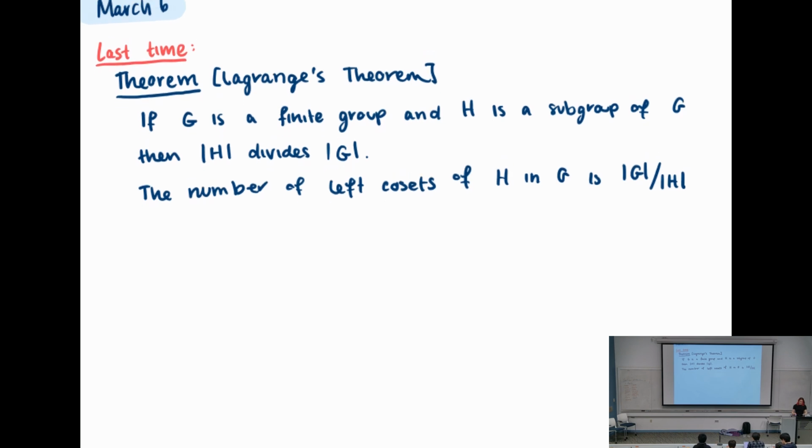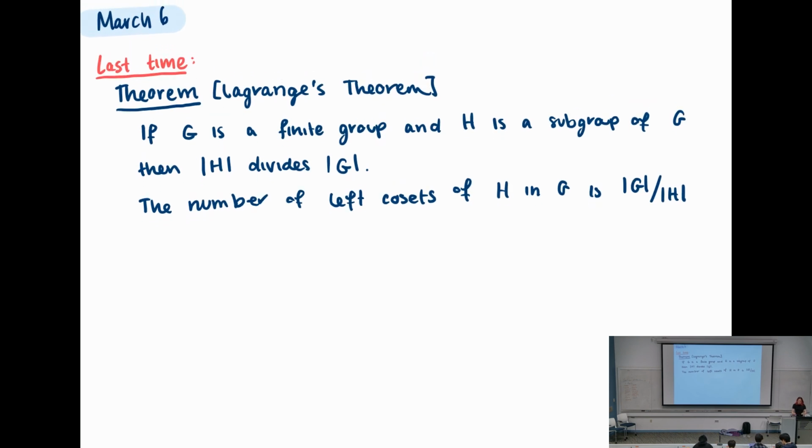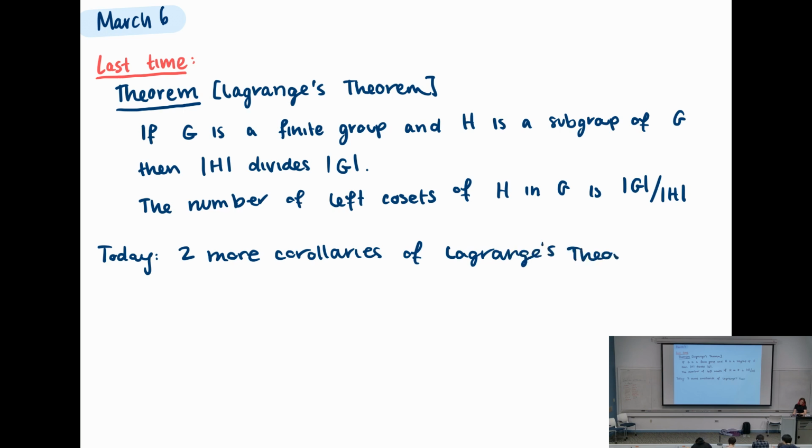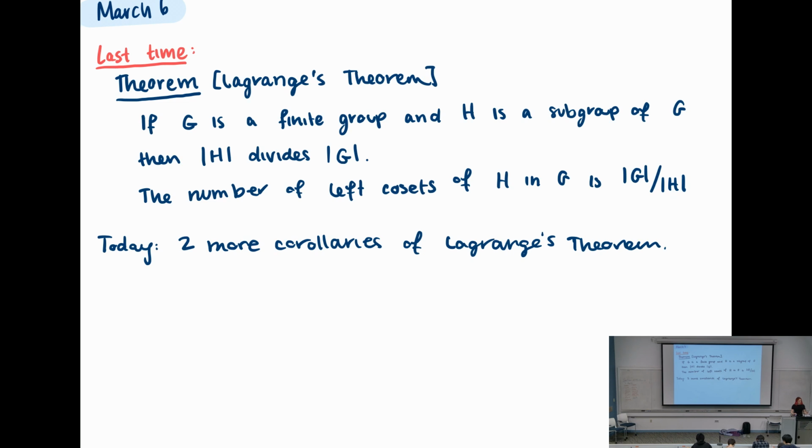Last time we talked about Lagrange's theorem, which tells you that the size of a subgroup divides the size of your group, and it also tells you the number of left cosets of that subgroup inside of your group. So today we're going to see two more corollaries of Lagrange's theorem.